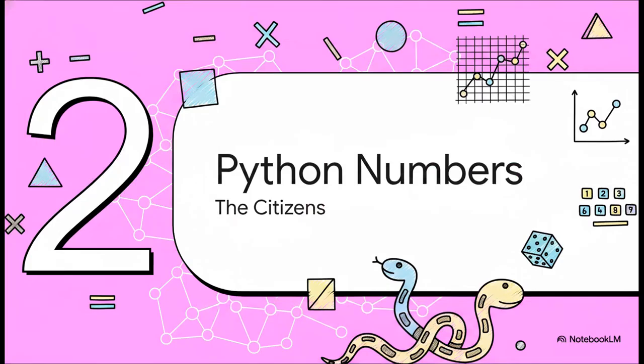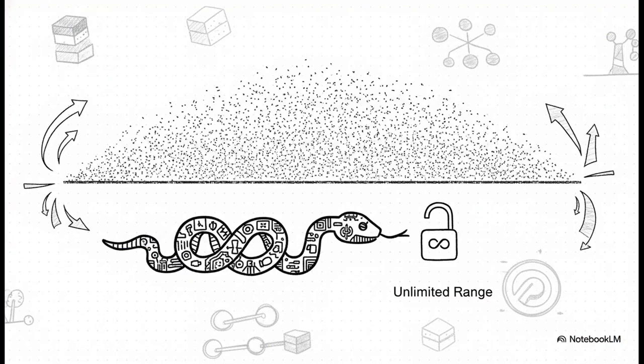Section 2. The Citizens. Python Numbers. Let's meet the hard-working foundational units of our code. Python has amazing out-of-the-box support for numbers, which makes total sense when you remember its creator has a master's degree in math. Now, take a look at this massive wall of digits. No, that is not a typo. That is literally 2 to the power of 1024. It perfectly proves that Python integers have an unlimited range. Unlike some other languages that put a hard cap on your numbers, Python's integers are limited only by your computer's available memory. Pretty wild, right?